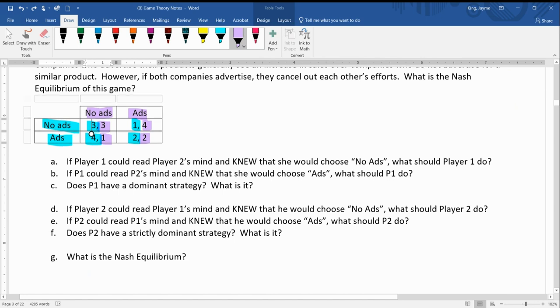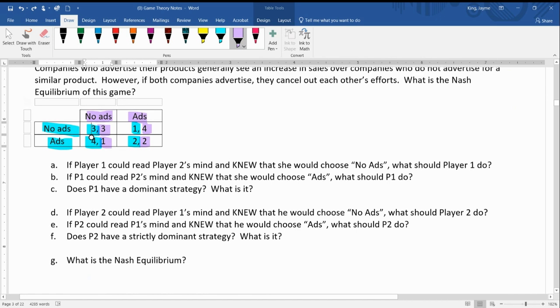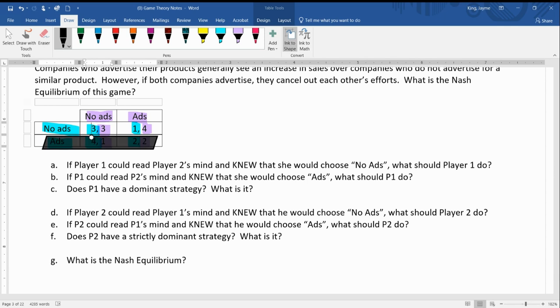So let's look through this and decide what our Nash equilibrium is. These are the same questions as before. If player 1 could read player 2's mind and knew that they would choose no ads, so I'm going to cross out this one. Oh, wait, no, I'm sorry, that's the wrong player. Okay, player 1 can read player 2's mind and knows that player 2 is going to choose no ads. So I'm going to cross these guys out. All right, so then what should player 1 do? Well, they're either going to do no ads and get 3, or they're going to do ads and get 4. So what's better? Ads.